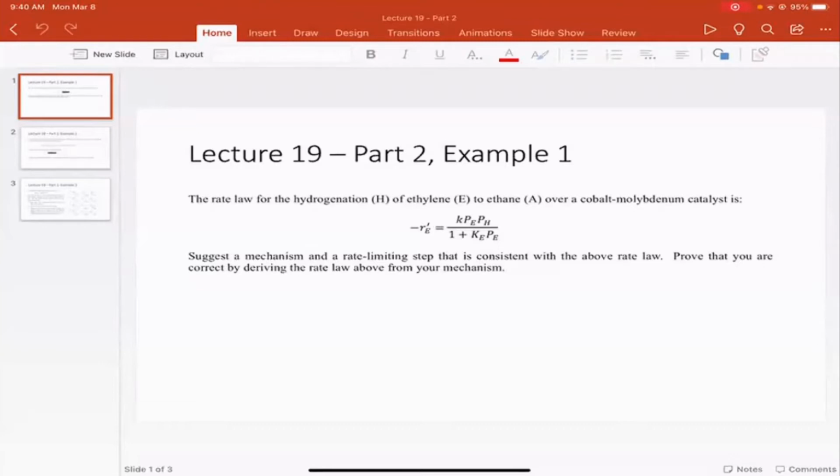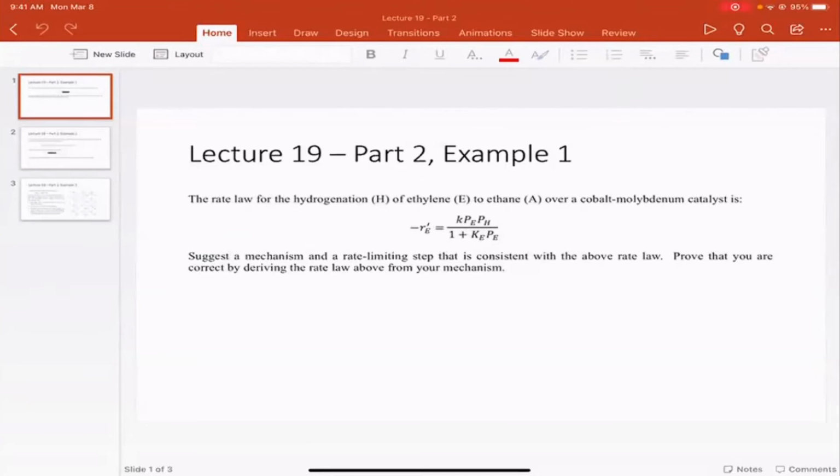And the first example says that the rate law for the hydrogenation of ethylene to ethane over a cobalt molybdenum catalyst is minus Re prime is equal to K times the pressure of ethylene times the pressure of hydrogen over 1 plus KEPE. Suggest a mechanism and the rate determining step that is consistent with the above rate law, and prove that you're correct by deriving the rate law from your suggested mechanism.